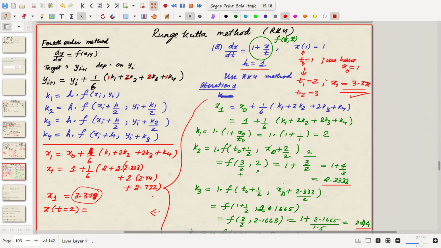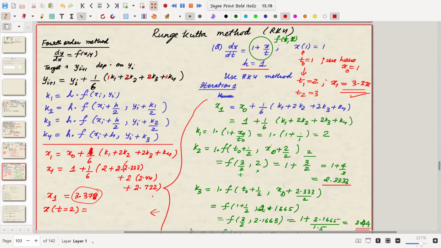k1 is just like the Euler method, h times f of xi comma yi. k2 is h times f of xi plus h by 2 and also depends on k1. k3 depends on k2, and k4 depends on k3. So that is the RK4 method. Okay, fine.